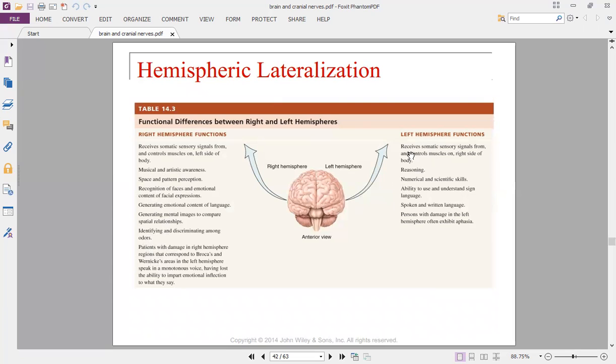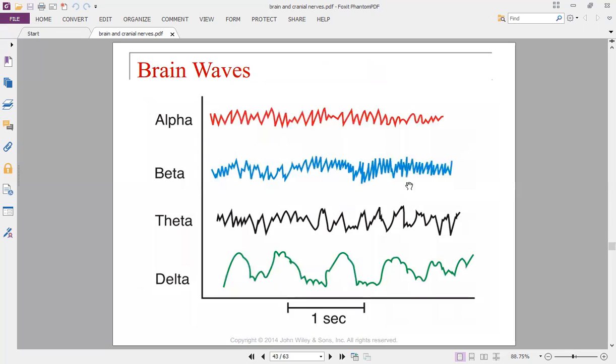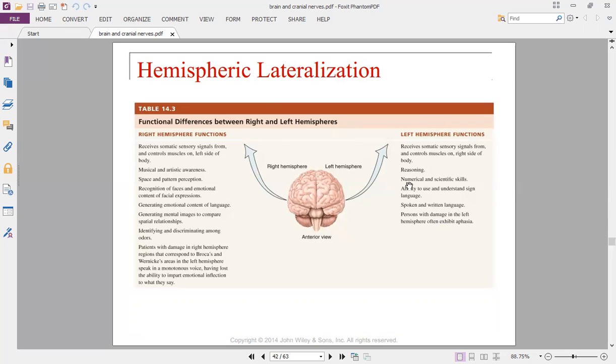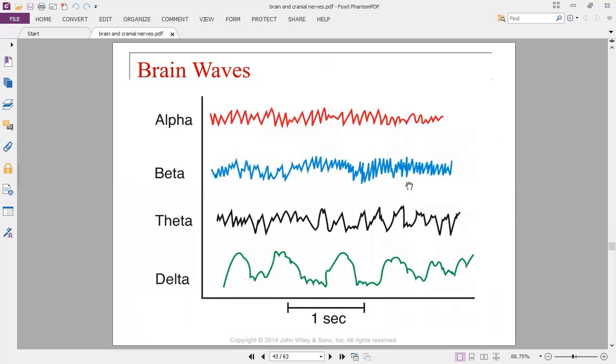If your left hemisphere is more dominant, then you have more control of muscles on the right side of the body, because this part of your brain is involved in reasoning. It's involved in the ability to understand sign language, spoken and written language. So language interpretation comes from the left side. The hemispheric lateralization can be seen, and both hemispheres are working in your body. One might be more dominant than the other, so this actually affects your personality traits as well.